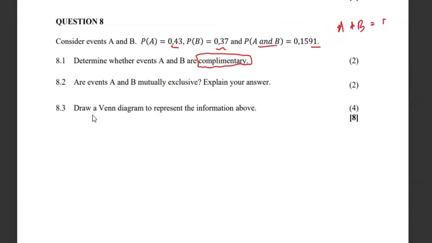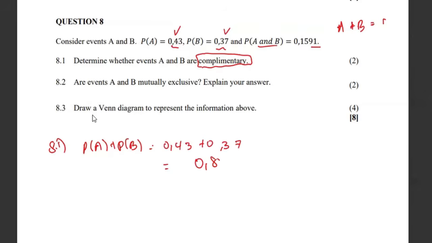Okay, we have the probability of A, we have the probability of B. So let's add those two and see. So probability of A plus probability of B is going to be 0.43 plus 0.37. This gives us 0.8. But then they want us to determine whether they are complementary. Therefore, we're going to say A and B are not complementary.